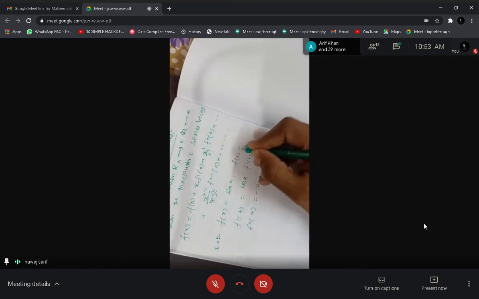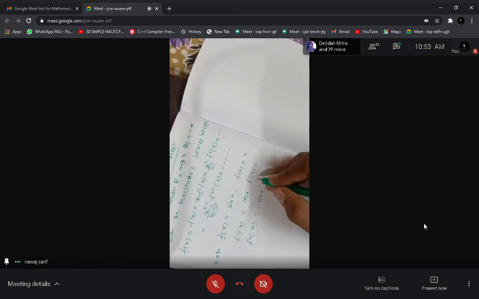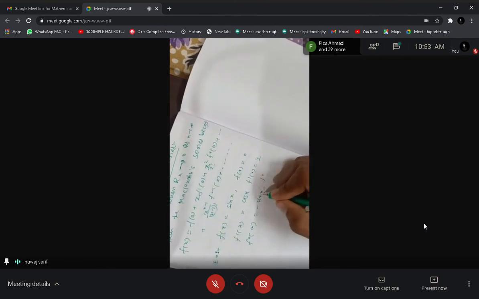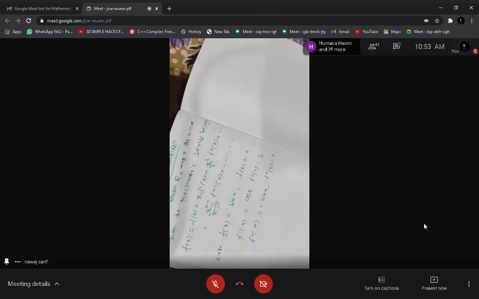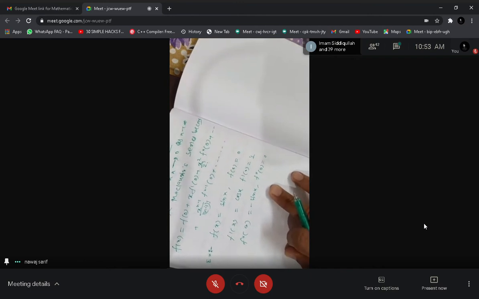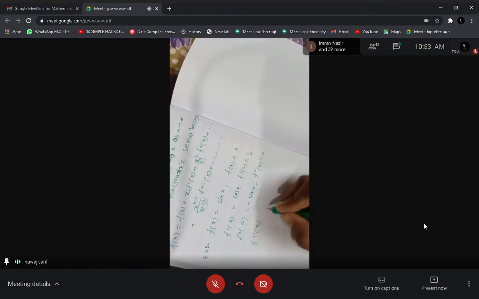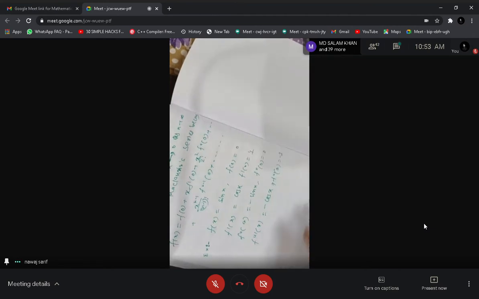And what is f of 0? f of 0 is sin 0, so this is 0. And f dash 0 is cos 0, so this is 1. And then once again f double dash 0 is what? 0. And then once again f triple dash x is what? Minus cos x. So f triple dash 0 is what? Minus 1. So signs are alternating.